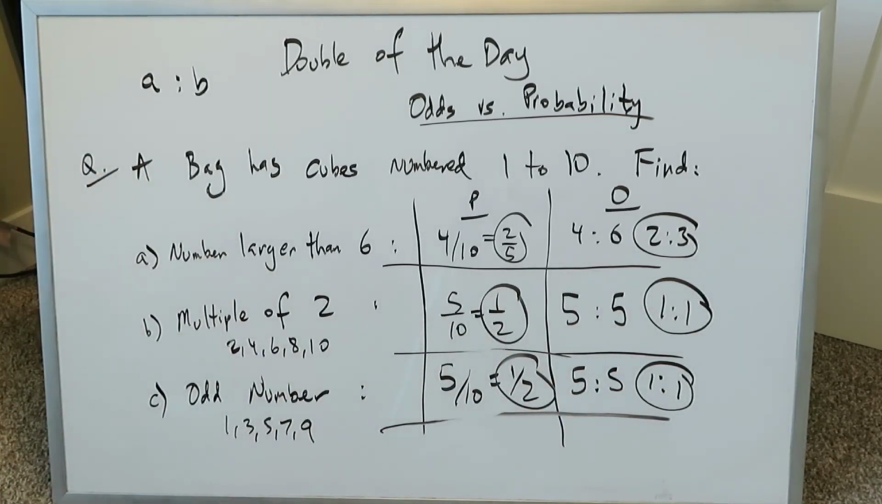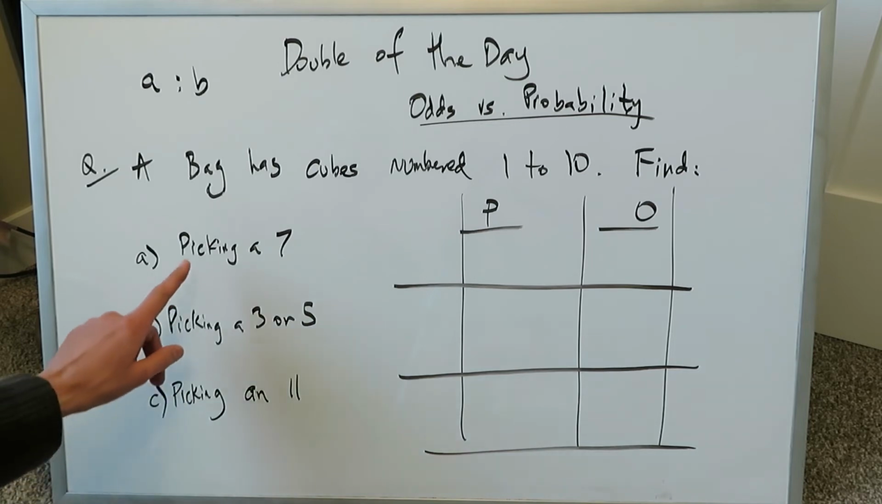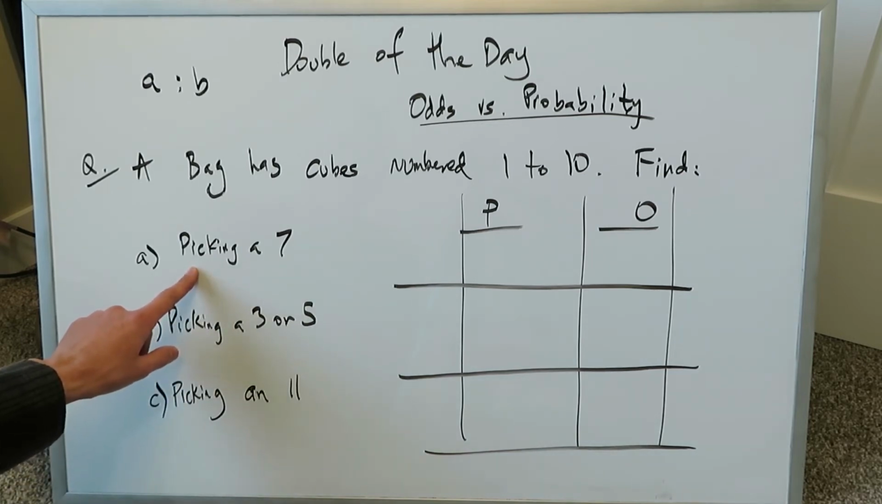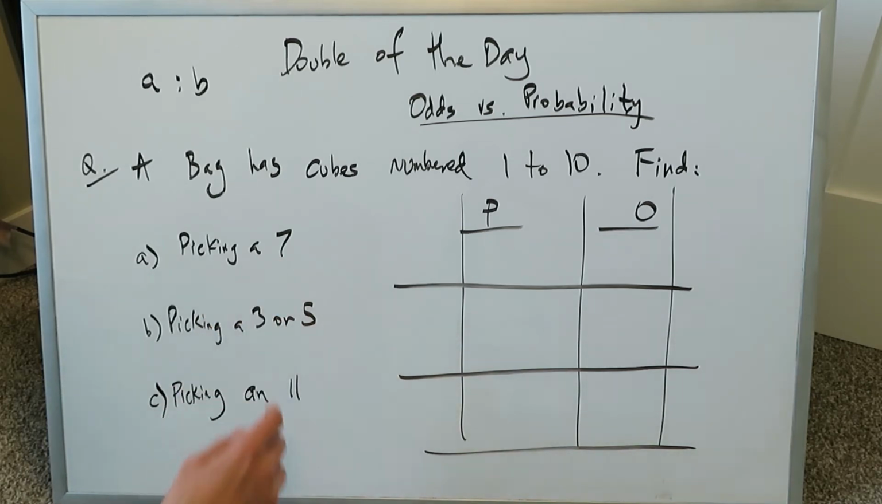Let's go to question number 2. Last question for this video, 3 parts. We'll examine each of these again in terms of probability and odds. What's the probability that you'll pick a cube from this bag of 10 cubes, each numbered 1 through 10, that you'll pick the number 7?